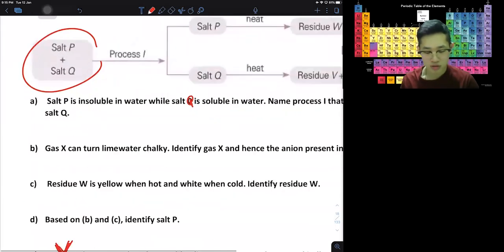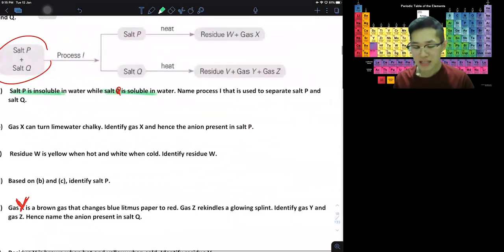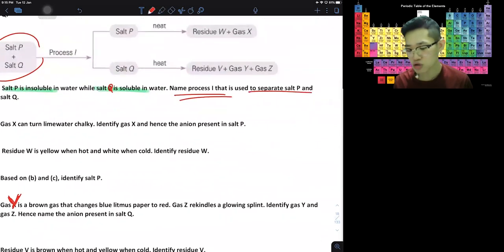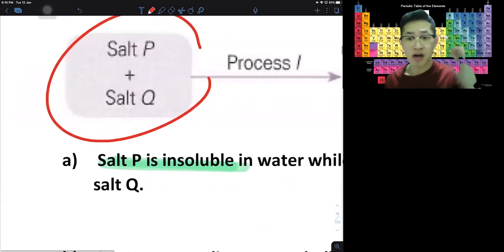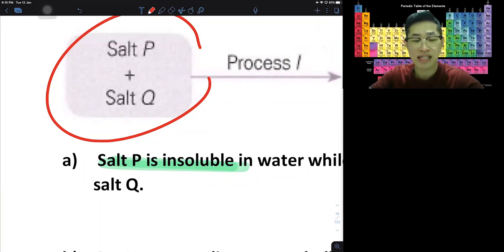Salt P and Q. Salt P is insoluble, salt Q is soluble. Oh, insoluble and soluble are mixed together already. Name process 1 that is used to separate salt P and salt Q. If you have a soluble salt and an insoluble salt mixed together, it is like sand and seawater mixed together already. How do you separate them?